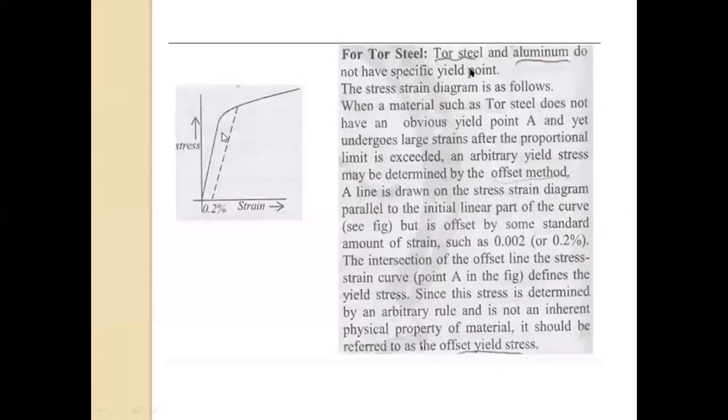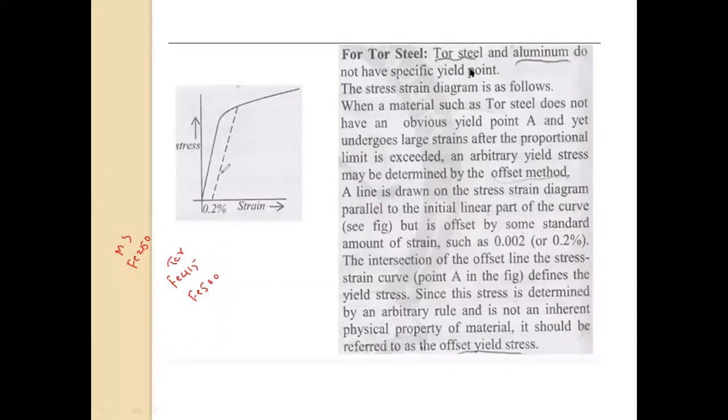Then next, the stress strain curve for tar steel. Tar steel and aluminum do not have a specific yield point. Suppose we are going to conduct a tensile test on tar steel. Tar steel means which type of grade? Steel grade Fe 400 or Fe 500. And mild steel means Fe 250. Please remember that mild steel means Fe 250 and tar steel means Fe 415 and Fe 500.